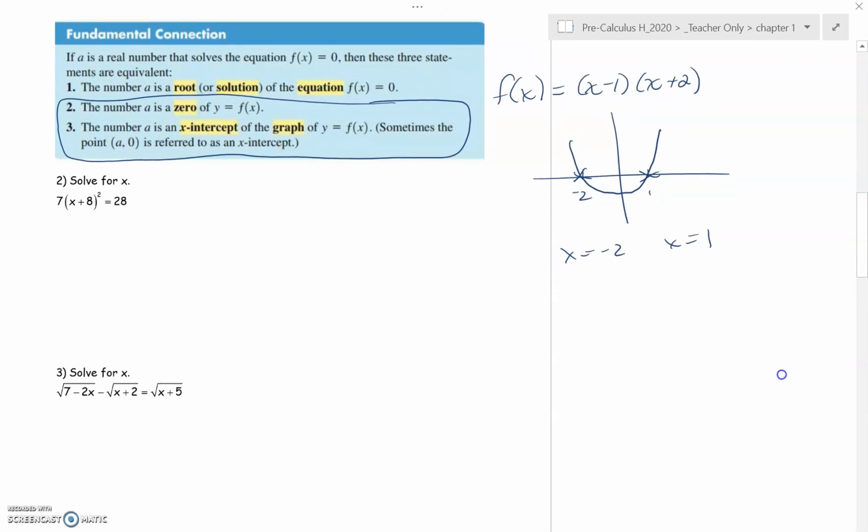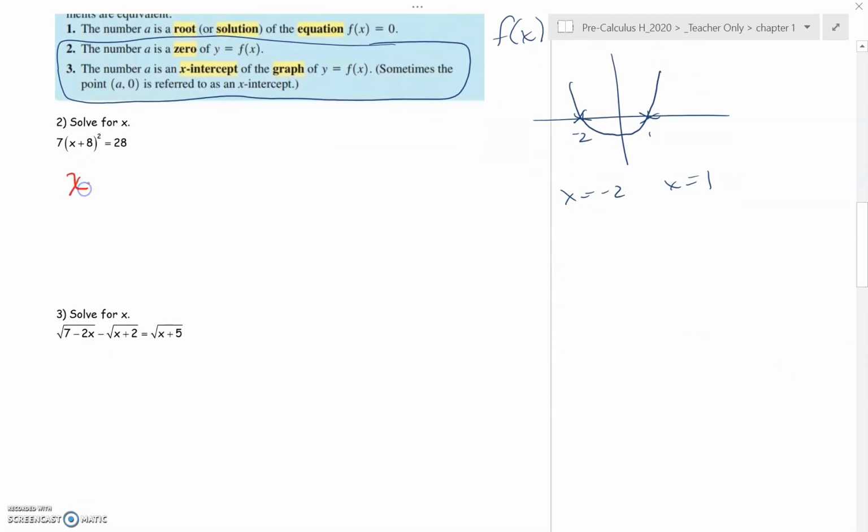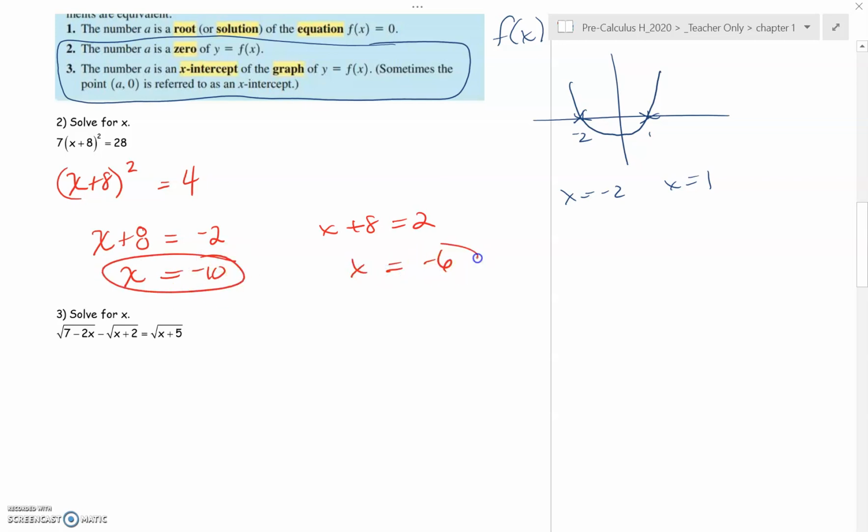So what we're going to do right now is talk about number 2, and we're going to solve this one a little bit differently. Now, when I divide by 7, you certainly could expand x plus 8 quantity squared and get 0 on one side, etc. But for this one, I think it might be a little clever if you just notice that you have x plus 8 squared is 4. So that means that x plus 8 is either 2 or negative 2, right? Because 2 squared is 4, negative 2 squared is 4. So this might be a quicker way to solve this problem, and we still get the same 2 answers.